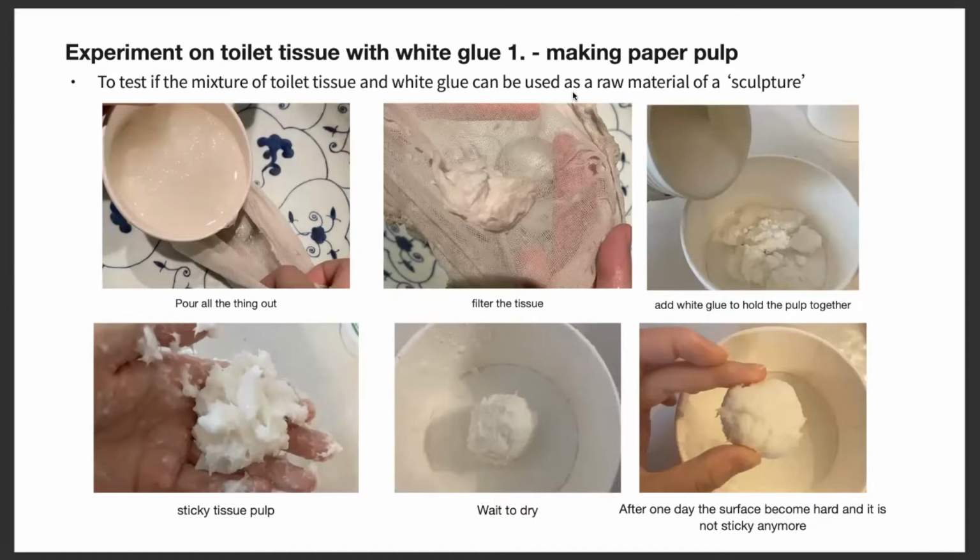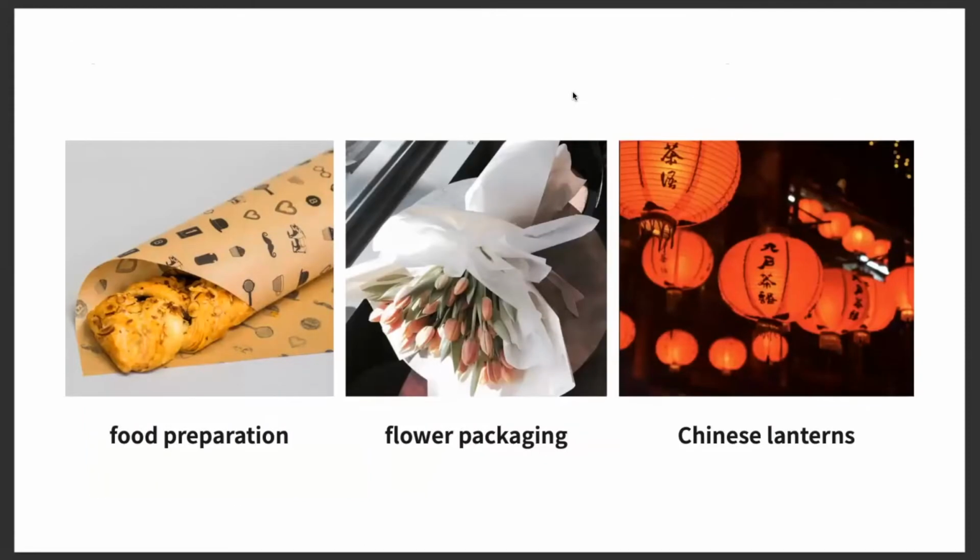The experiment of mixing toilet tissue pulp and white glue proves that the mixture could be used as the raw material of sculpture, because the mixture of glue and tissue will become very hard after it is completely dry. Then I did more research about these two materials.